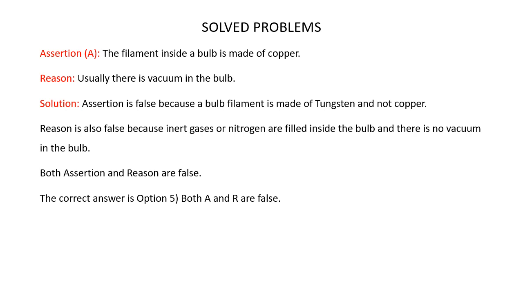Reason says usually there is a vacuum in the bulb. This is also false because inert gases or nitrogen are filled inside the tube. There is no vacuum in the bulb. So as you can see, both the assertion and reason are false. So the correct answer is option 5. Both A and R are false.